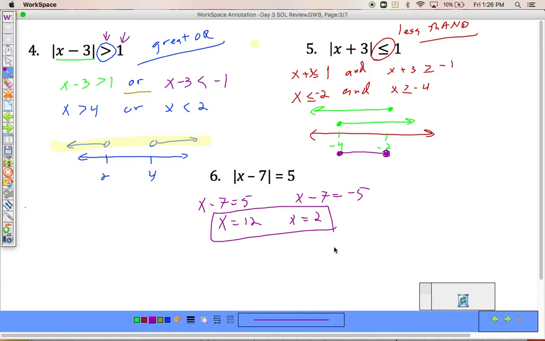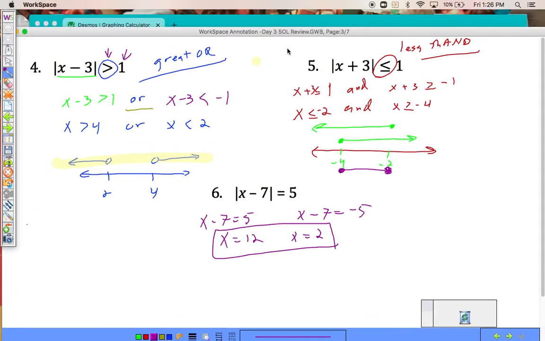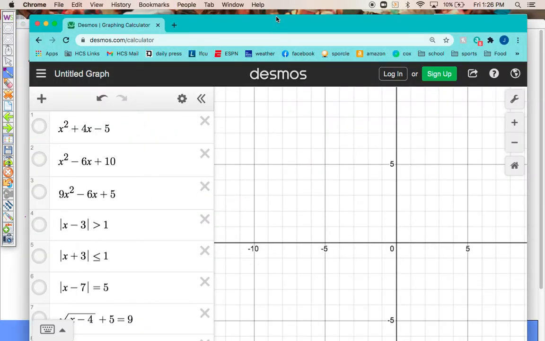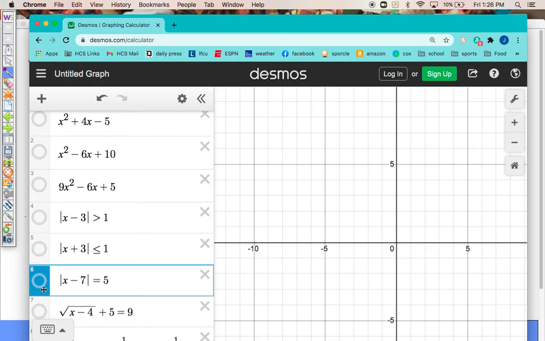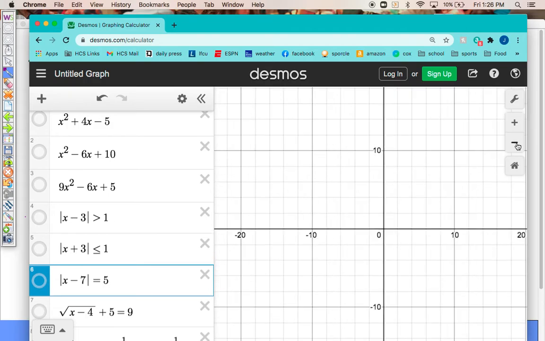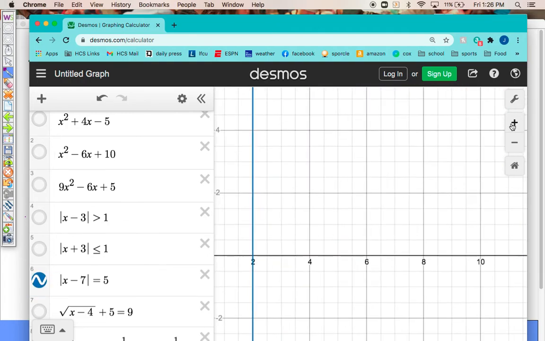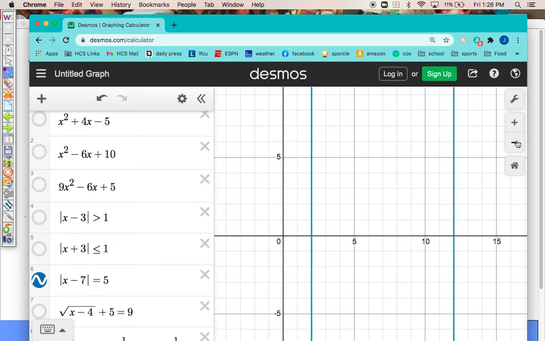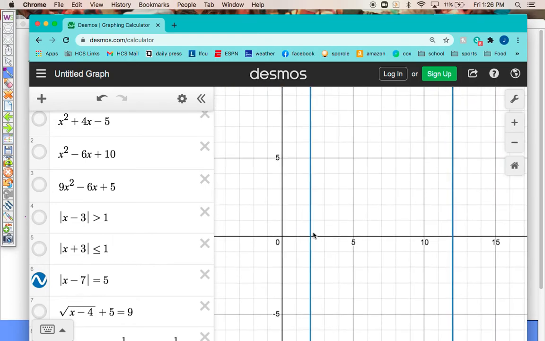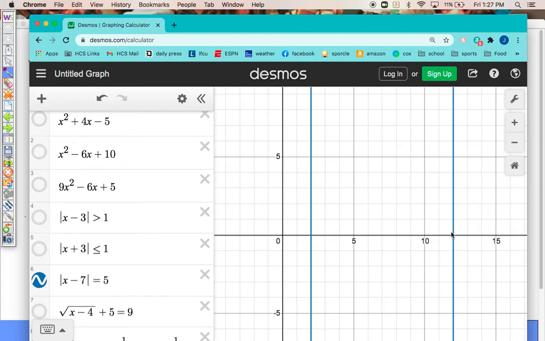All right, going to Desmos. There we go. Now if I zoom in a little bit, not too far, my two solutions are where it crosses at 2 and at 12.